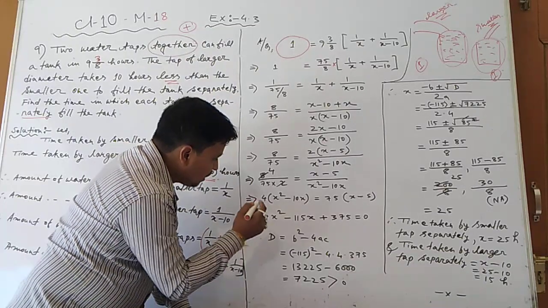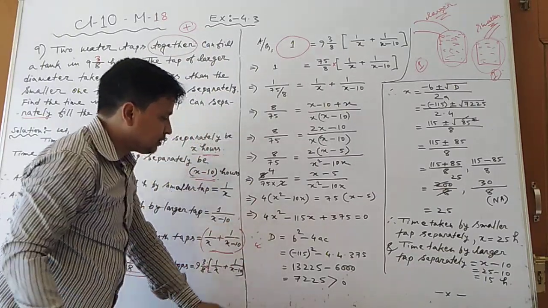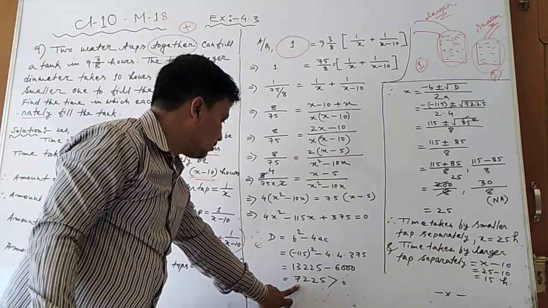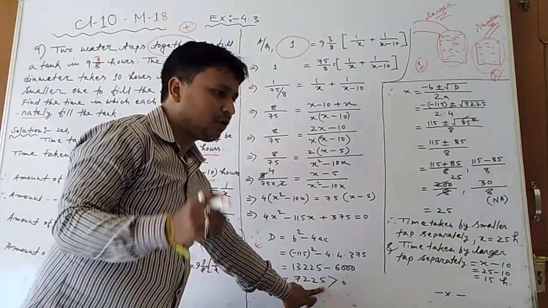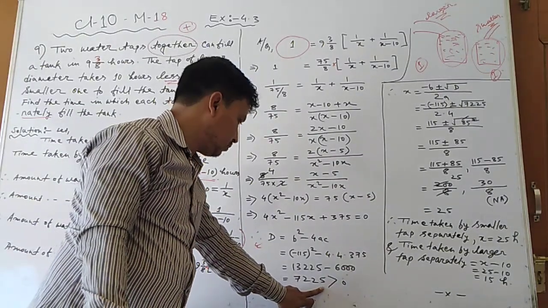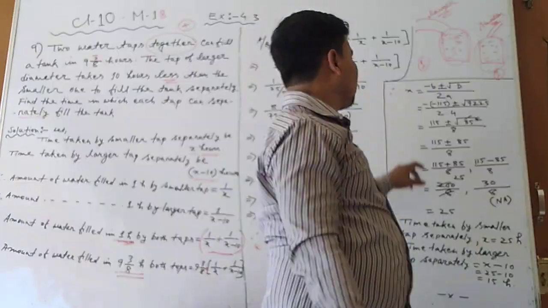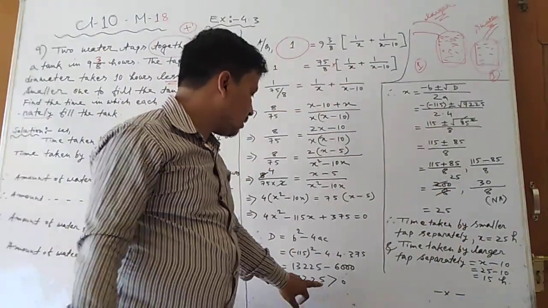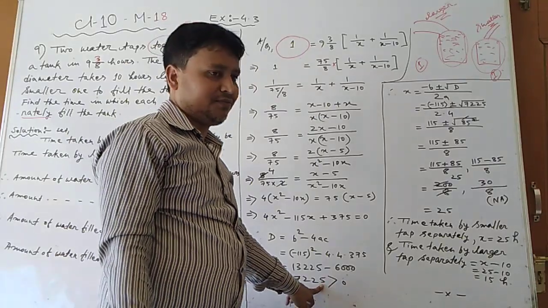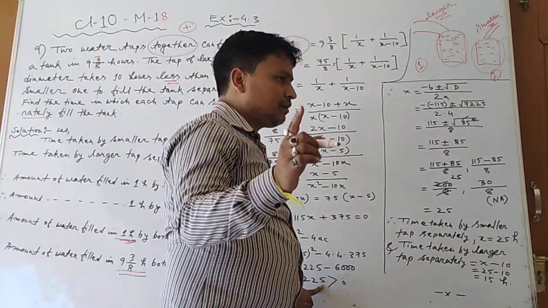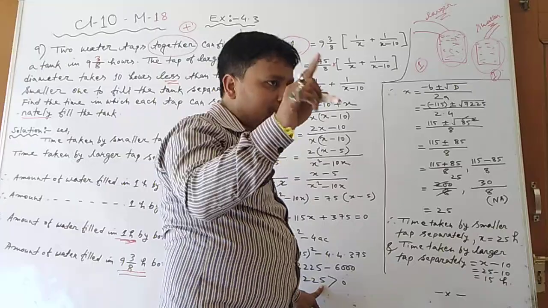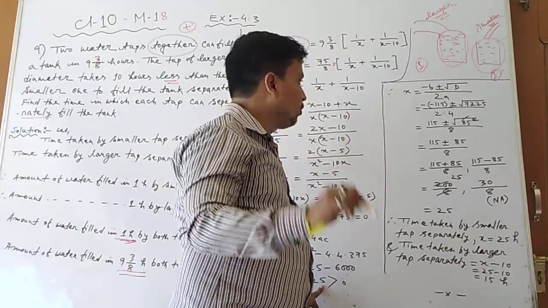Now, first of all, you find out the discriminant. Then you get the discriminant value 7225. Already I taught how to find the discriminant value. 7225 is a square number. So how do you know this is a square number? Because the last digit is 5. Already in class 7 it is given how to find a square number. The last digit you should know.